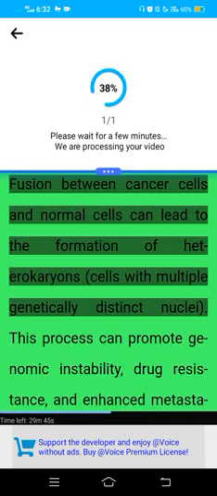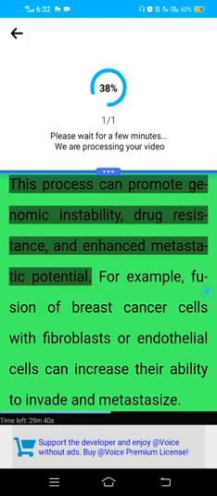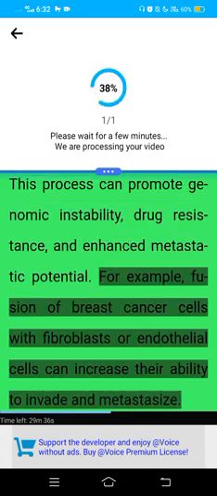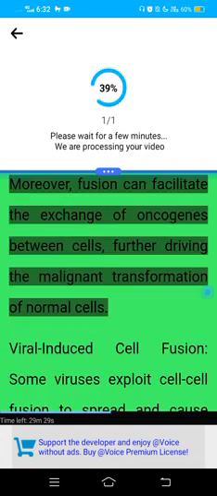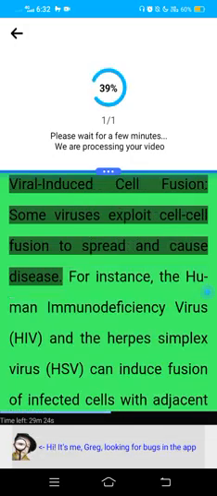Fusion between cancer cells and normal cells can lead to the formation of heterokaryons, cells with multiple genetically distinct nuclei. This process can promote genomic instability, drug resistance, and enhance metastatic potential. For example, fusion of breast cancer cells with fibroblasts or endothelial cells can increase their ability to invade and metastasize. Moreover, fusion can facilitate the exchange of oncogenes between cells, further driving the malignant transformation of normal cells.